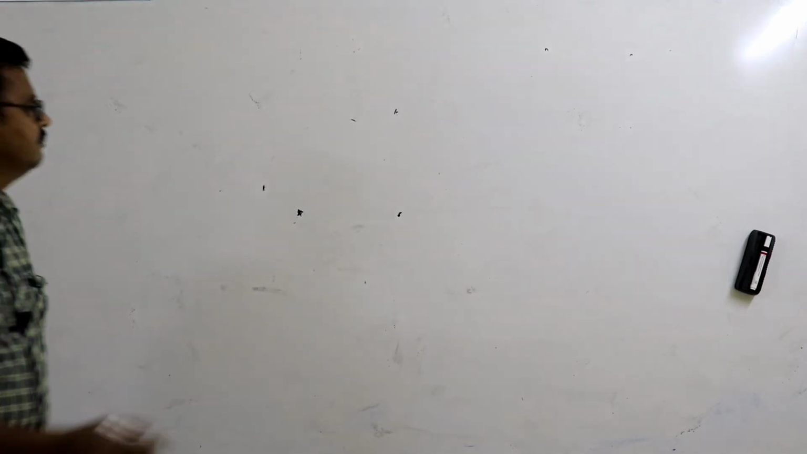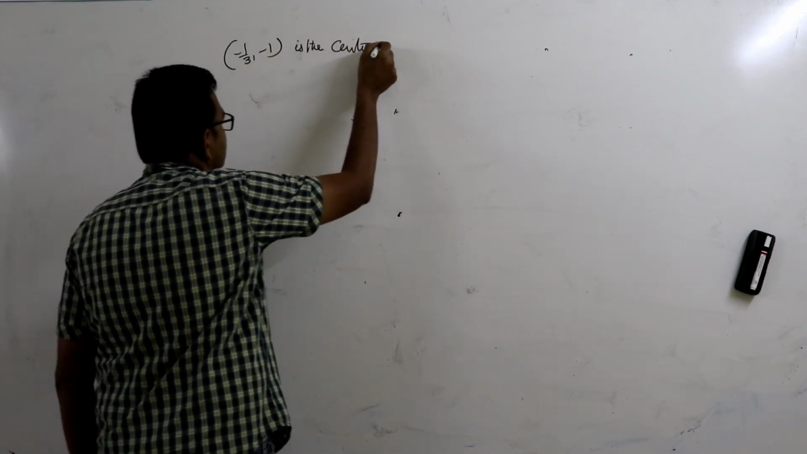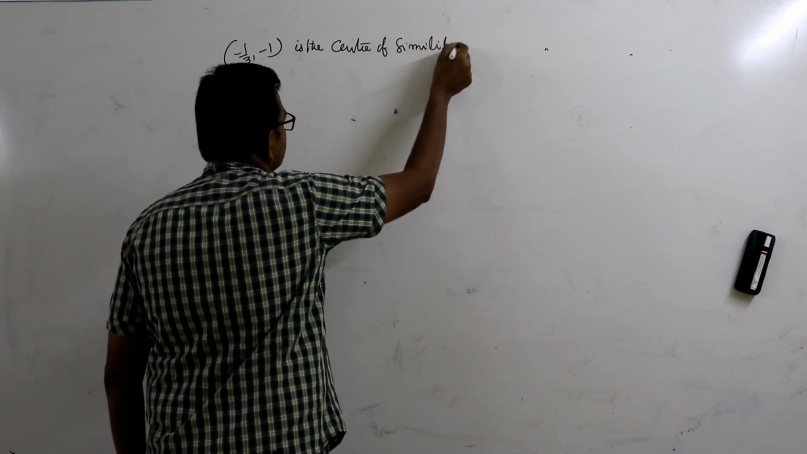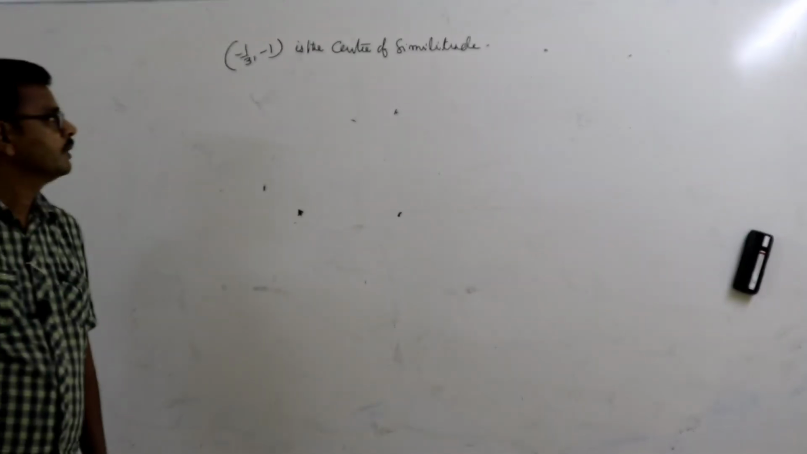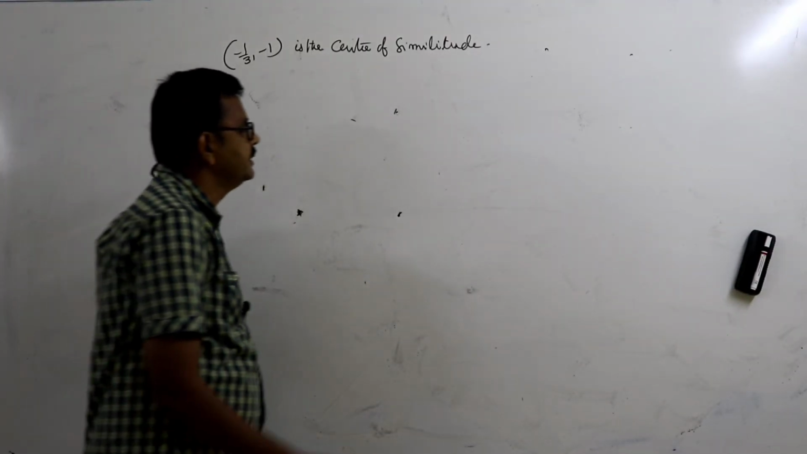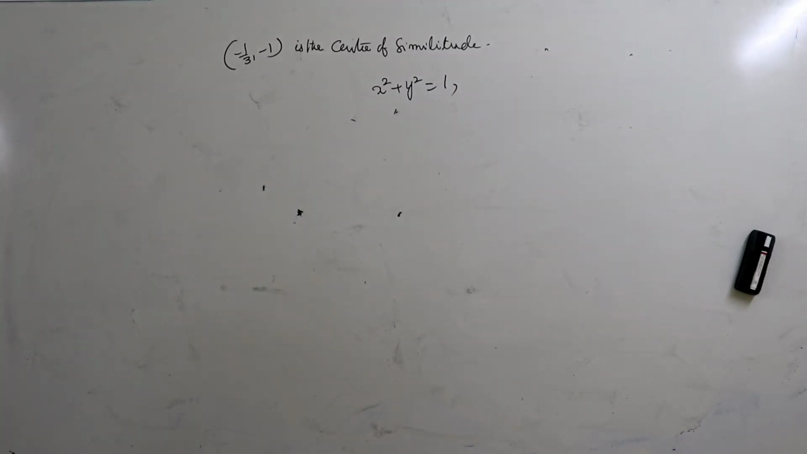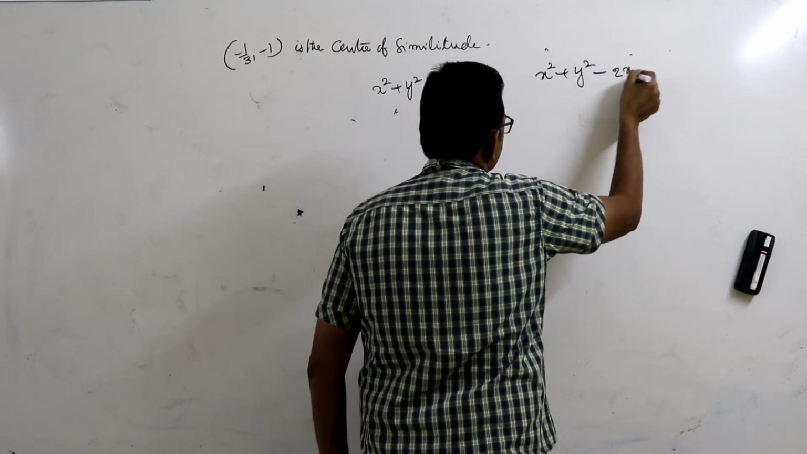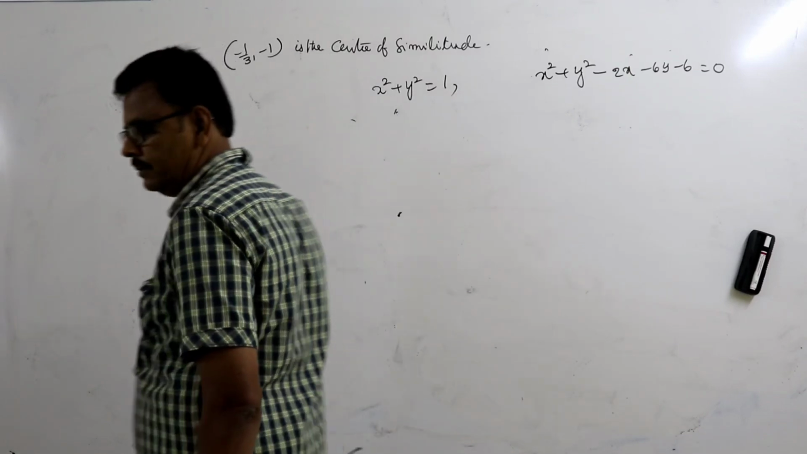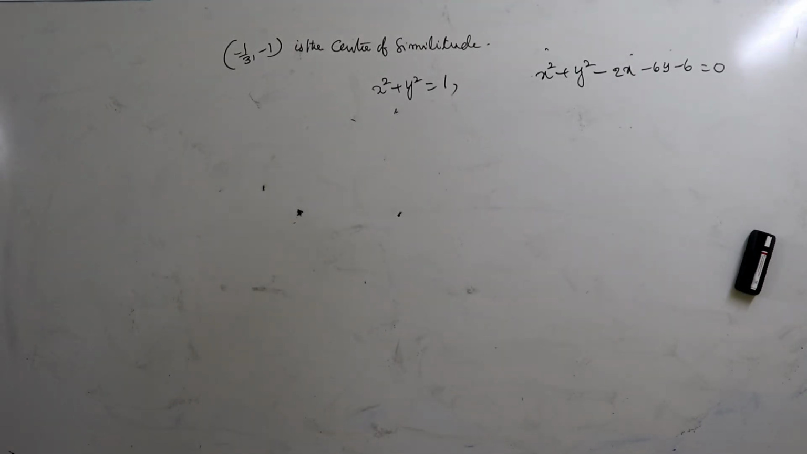Next problem. If (minus 1 by 3, minus 1) is the center of similitude for the circles x square plus y square equal to 1 and x square plus y square minus 2x minus 6y minus 6 equal to 0.